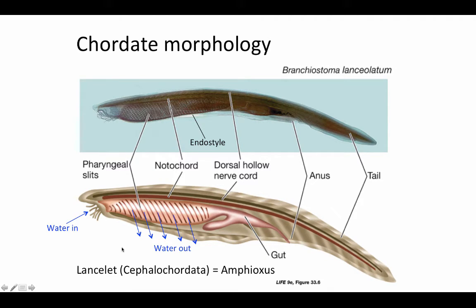And this flow of water was created by the action of cilia, little hair-like cells that wave to create a current of water. So this current of water is not going to be very fast. It's not going to have a lot of force behind it. It's not going to move very large food particles, just very small food particles that are suspended in the water.